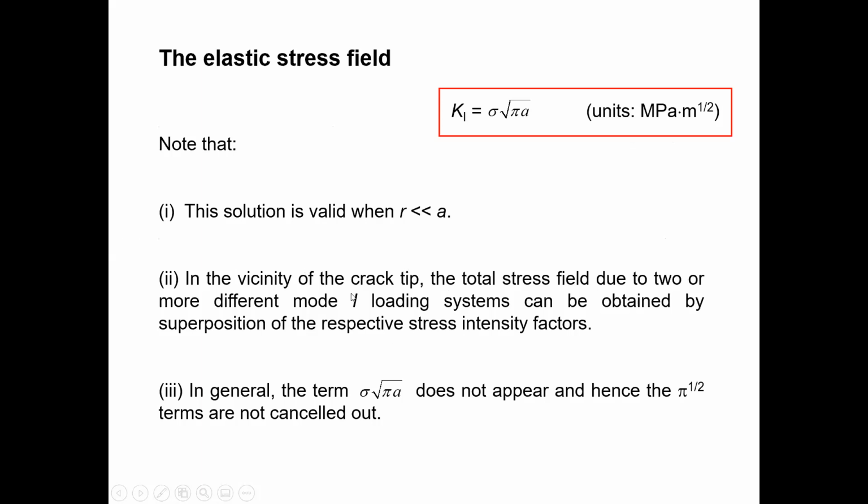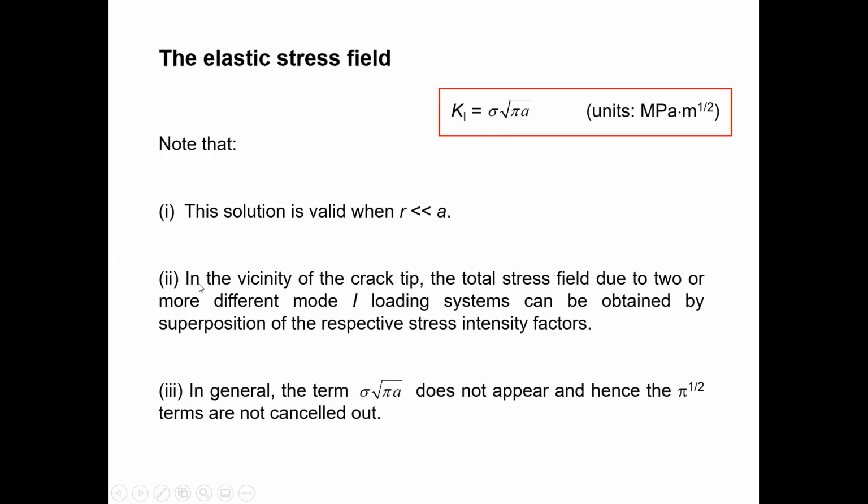Yeah, so there are so many expressions, then we can use the equations. This solution is valid when r is less than a. I mean, this is around the crack, the surface of the crack.